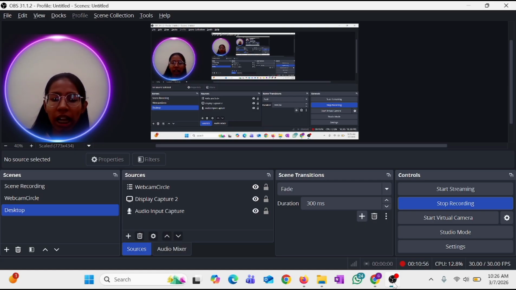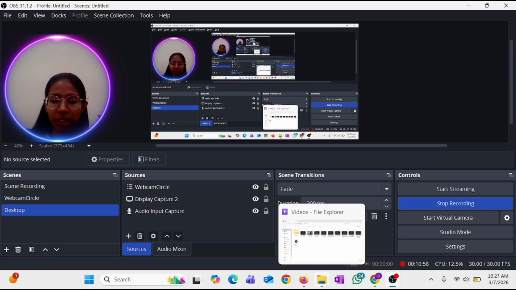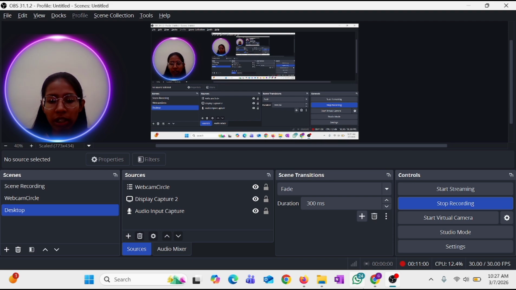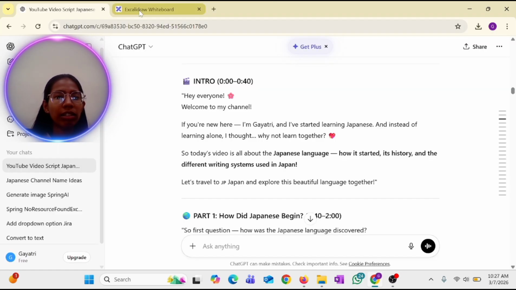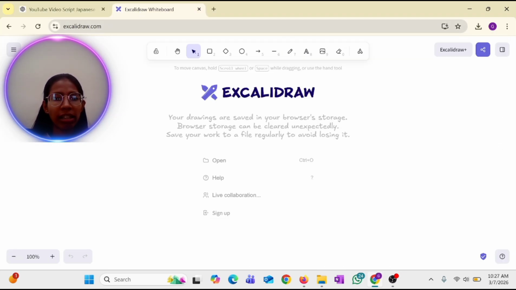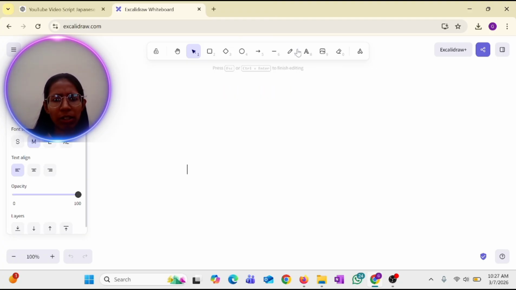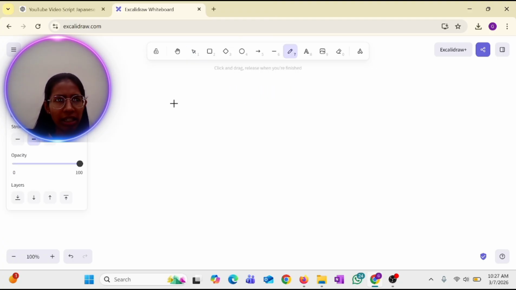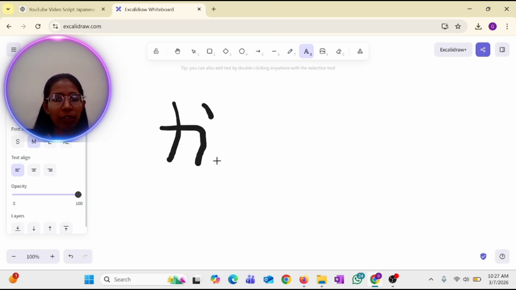And yes, I will show you one thing. If you go on Google now, there is a website called Excel where you can practice your hiragana and katakana. Let's say, for example, hiragana is curvy and short, so I will show one hiragana. So this is hiragana. We will learn this in coming videos. This is hiragana. You can see hiragana.